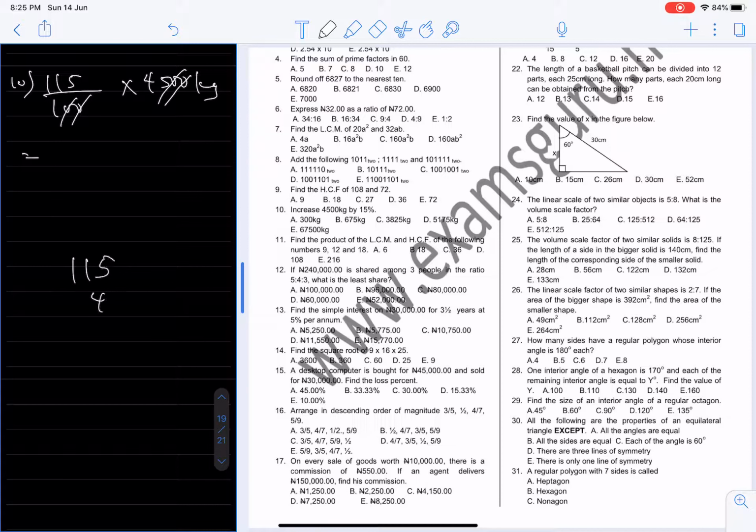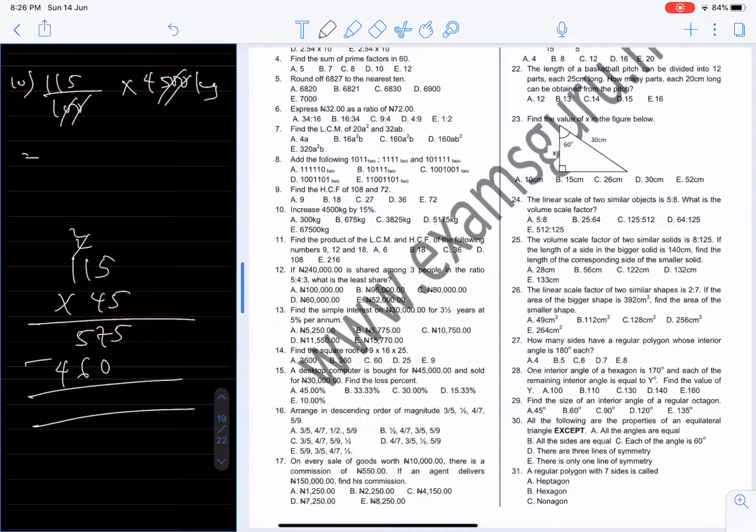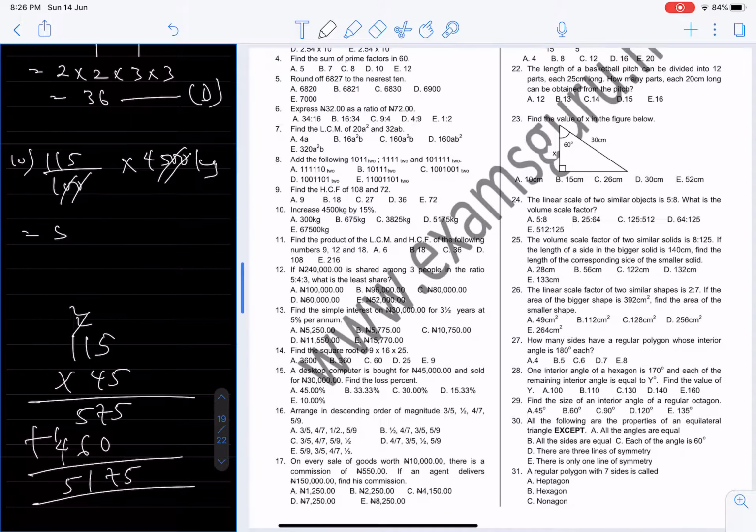Let's do that here. That's 5 times 5, 25. Carry 2. 5 times 5 plus 2, 7. 5 times 1, 5. 4 times 5, 20. 0 carry 2. 4 times 1, 4 plus 2, 6. And 4 times 1 is 4. So we get 5, 7, 11, carry 1, 5. That's 5,175 kilograms.